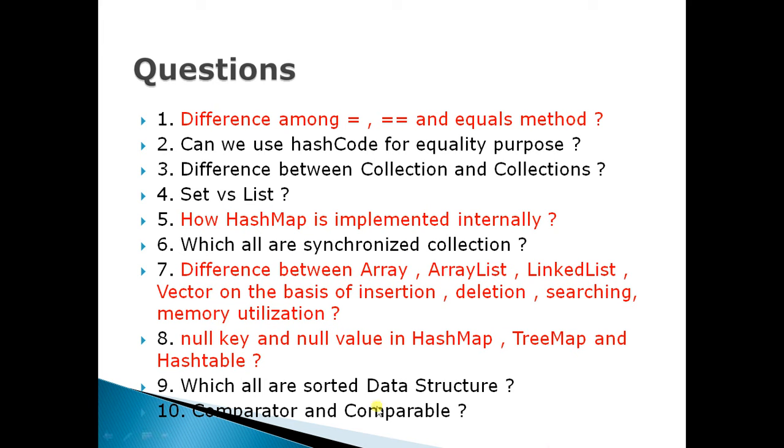Okay, now what is the difference between collection and collections? Collection is an interface, collections is a class. What type of class is it? It is a utility class, and collection is a super interface, which is on the top of all the interfaces we have. Okay, and set versus list. Set does not allow duplicate data, list will allow duplicate values also.